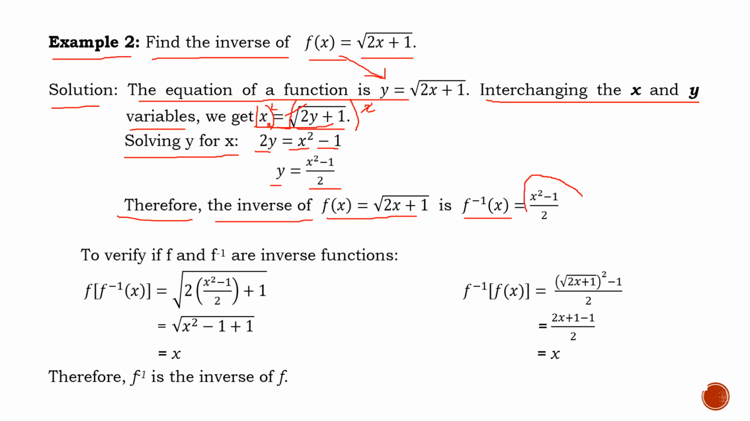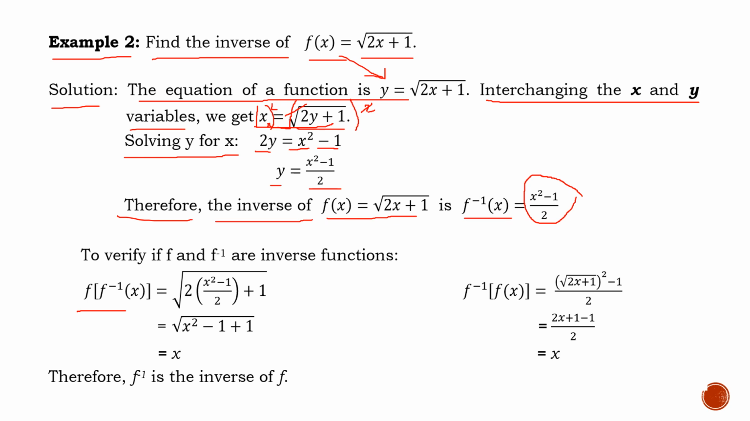minus 1 over 2. So for us to verify that these two functions, your original function and your f raised to negative 1, are inverse functions, let's apply your composite function. So your f of your inverse function, f raised to negative 1 of x now, we just simply substitute whatever the resulting value that we get from your inverse function to the x variable now in your original function.